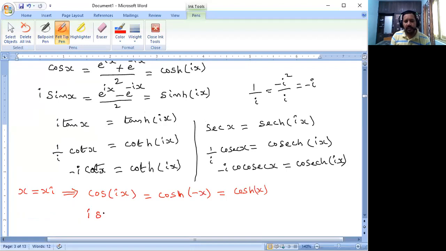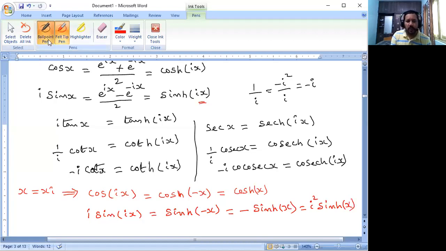Next, observe i sin of ix. Sin h of ix is there. In place of x, substitute ix. i into i square, here you will get minus x. Sin h of minus x is minus sin hx. Minus means we know that is i square. Now finally observe that on both sides i is going to cancel. We get the formula: sin of ix is equal to i sin h of x. Similarly, go for tan, cot, secant, cosecant also.